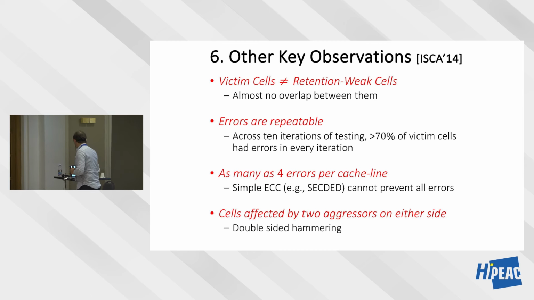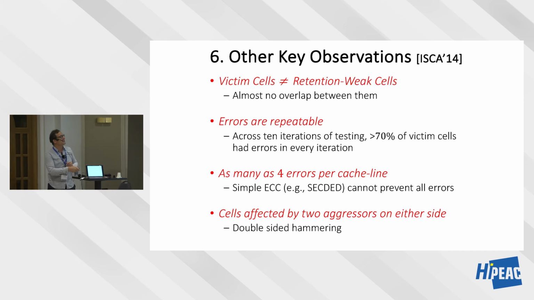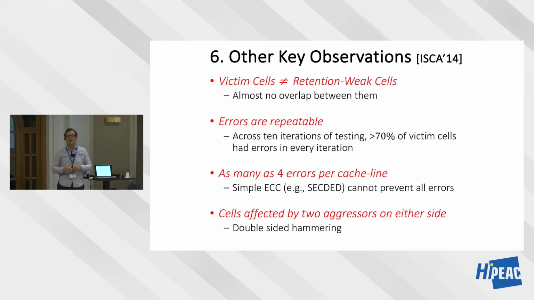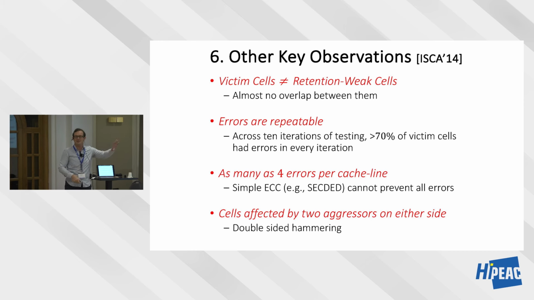Errors are repeatable, which makes it a real security problem. More than 70% of the victim cells had errors in every iteration, so you could repeat it. Actually, this number is even larger. 70% is a conservative lower bound.